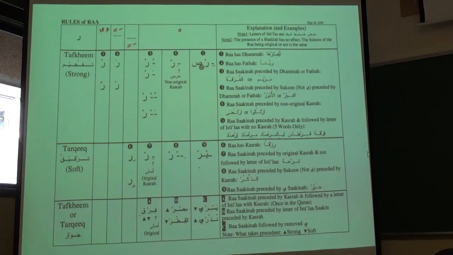Can we also modify that number 5, like if the ra sakina is followed by a letter of isti'la, then it's always strong. Say again? If the ra sakina is followed by a letter of isti'la, then it's always strong. You don't have to look before it. We don't have to look before it? Because the isti'la letter has no kasra, right? Yeah, a letter of isti'la having either fatha.